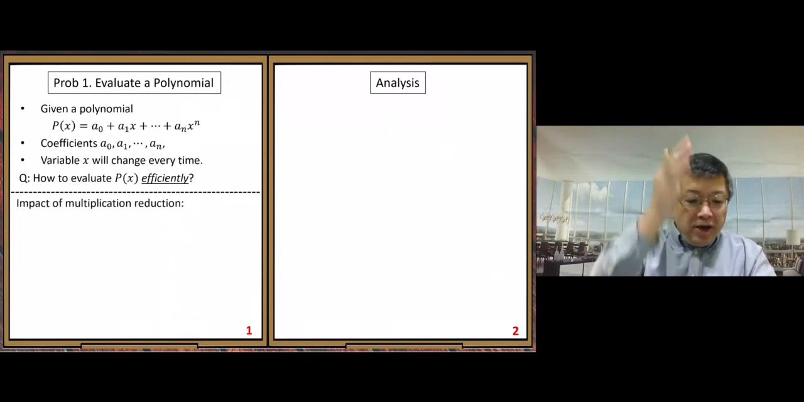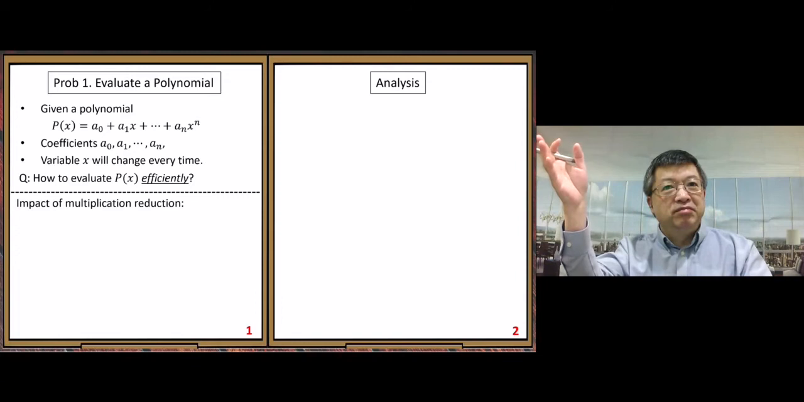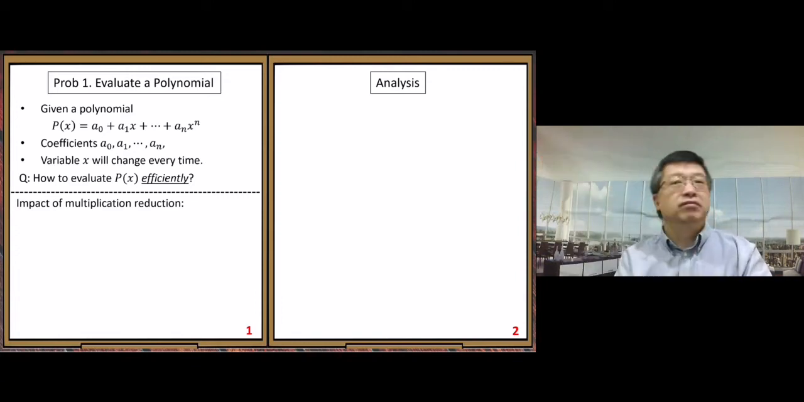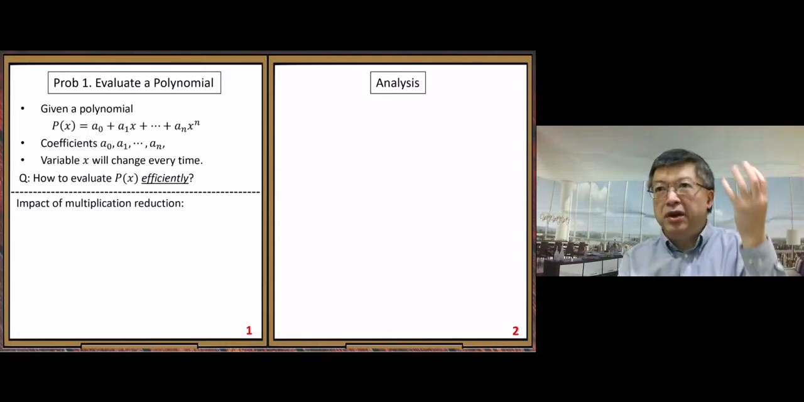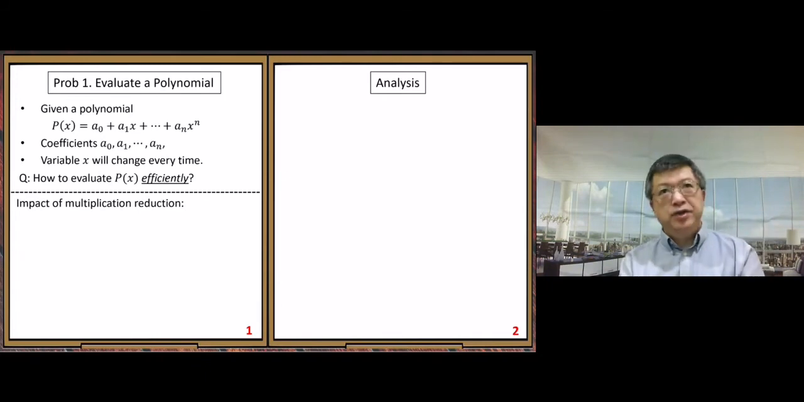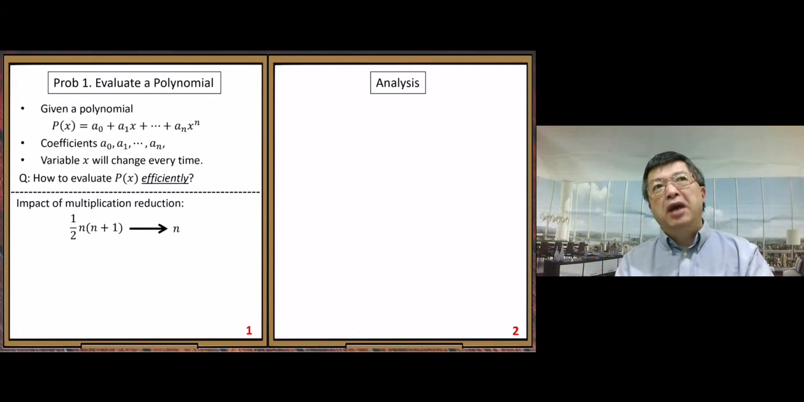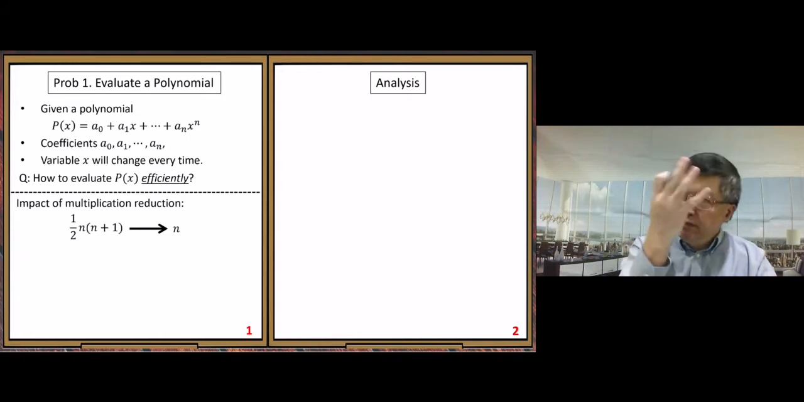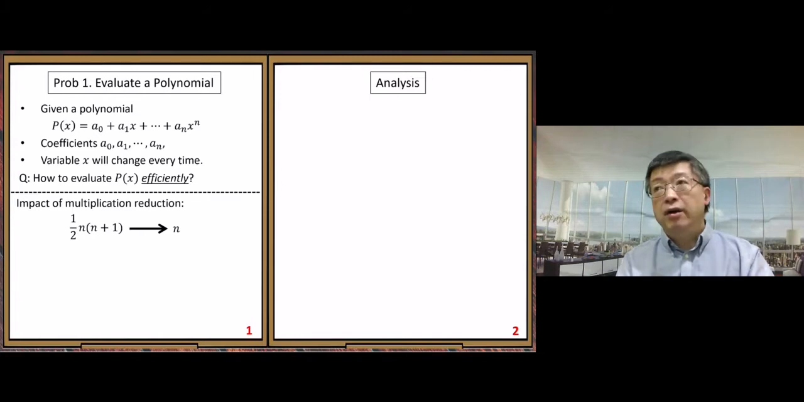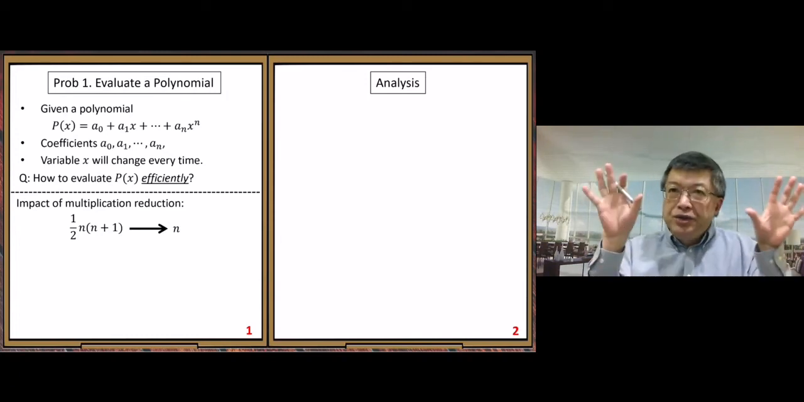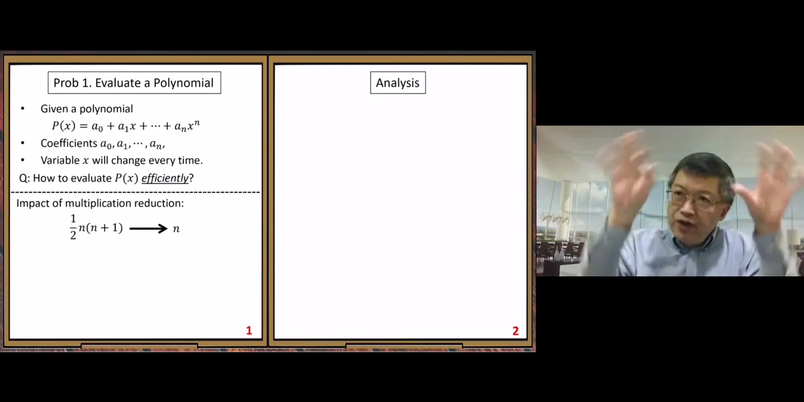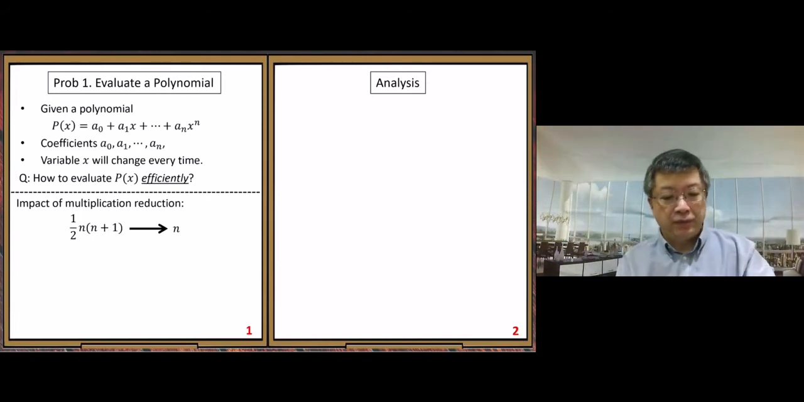Impact of multiplication reduction. We can imagine the impact. We improve the performance significantly. But how big it is, at this point, we cannot imagine. When you look at these two expressions, how can you visualize the difference? It's very hard. So here I would like to use some special examples to help us visualize that difference.